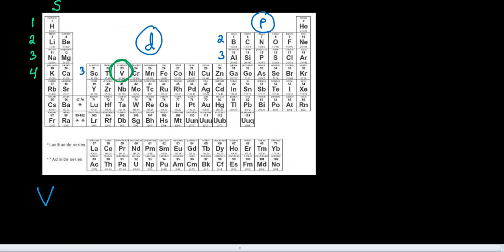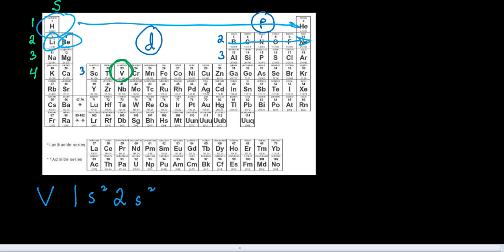Let's next do the element vanadium, right here, element number 23. As we proceed, starting at hydrogen, we're going to work our way over to helium. At that point, our configuration is 1s2. We wrap around to lithium and beryllium. We're now at the point of 2s2. We work our way from boron across to neon. That brings us to 2p6.